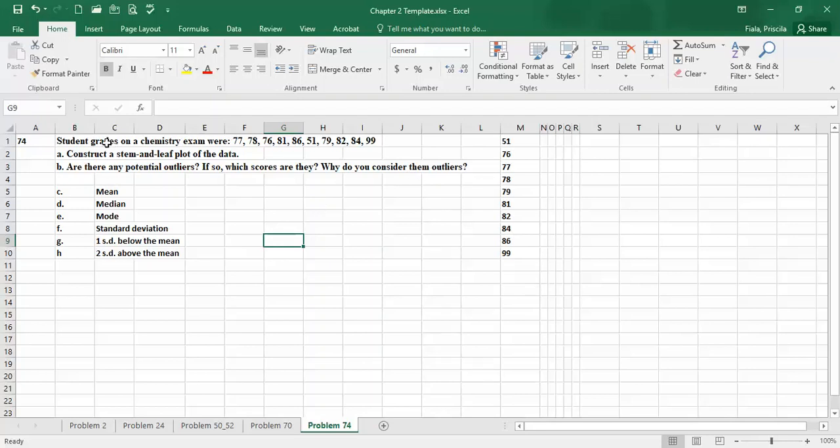Okay, so starting with the data: student grades on a chemistry exam, and then it gives you the grades. It asks you to construct a stem and leaf plot and asks if there are any potential outliers and why. So we're going to cover that. Well, the first important thing to do is to put the data in order, which I put over here. It makes it easier, especially when we calculate this as well.